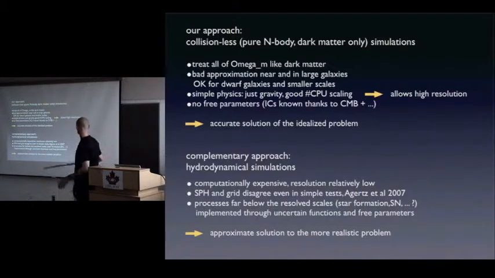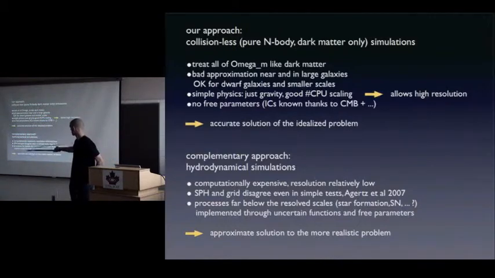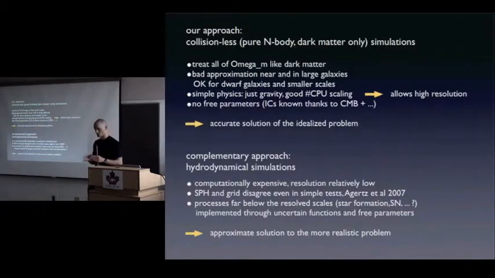So by that I mean star formation, supernova, and the feedback from these processes. Maybe also AGNs, the black holes, and cosmic rays. These are all things that are important. So in this approach, one has to implement them somehow through subgrid physics, which introduces uncertain functions and parameters.